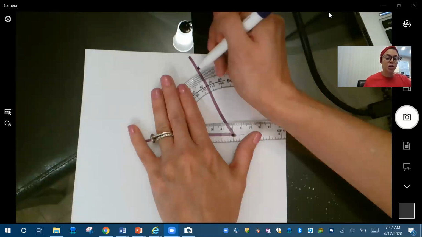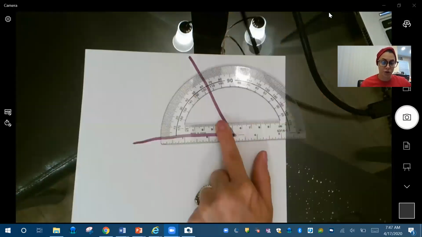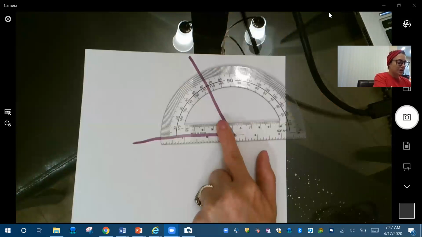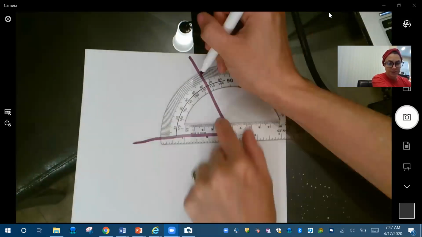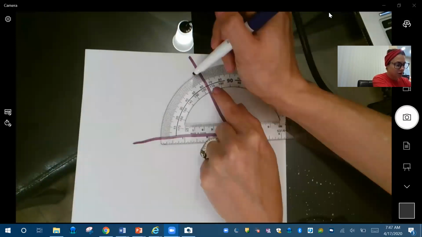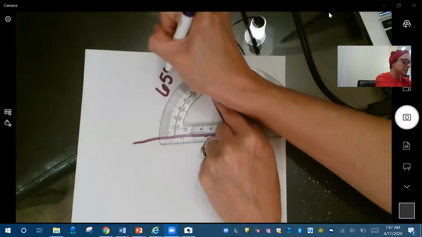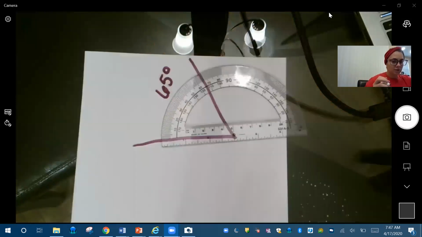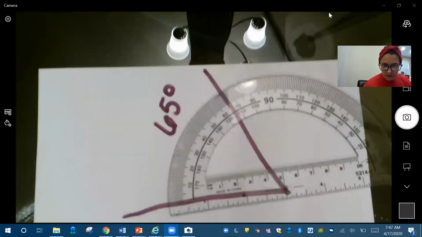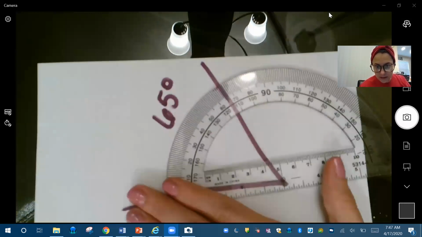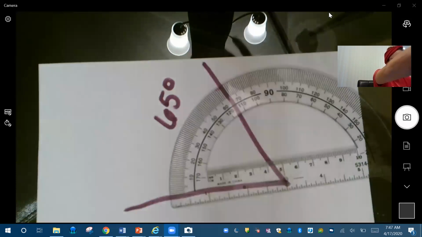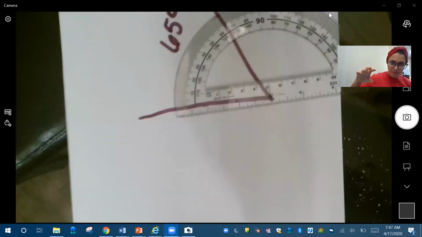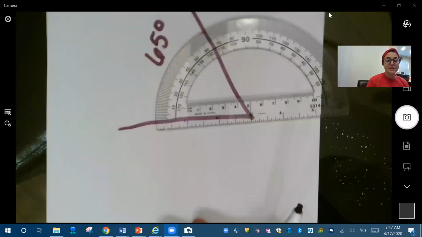It's less than 90 degrees. It doesn't make that perfect angle, so it's an acute angle. So I'm going to go ahead and line up the corner, look at it, and say, okay, it's between 60 and 70, and it's at 61, 2, 3, 4, 5. 65 degrees. You'll see that? It's at that 65. It's at that middle between 60 and 70. So it would be 65 degrees.